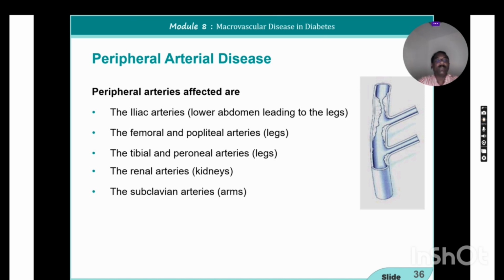In peripheral vascular disease, the peripheral arteries affected are the iliac arteries, in the lower abdomen leading to the legs, the femoral and the popliteal arteries, that is the legs, and the tibial and the peroneal arteries, again in the legs. Renal arteries are very commonly affected in diabetic individuals, with unilateral renal artery stenosis, bilateral renal artery stenosis, etc. And subclavian arteries. So don't think that peripheral artery disease always means the lower limbs. Sometimes the upper limbs are also affected. Axillary, subclavian. So this is also very important.